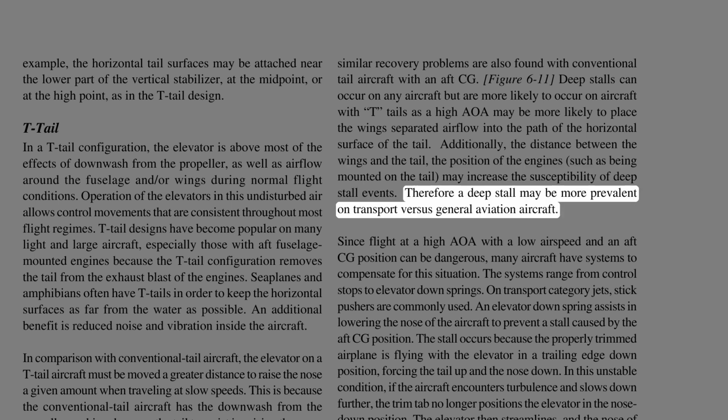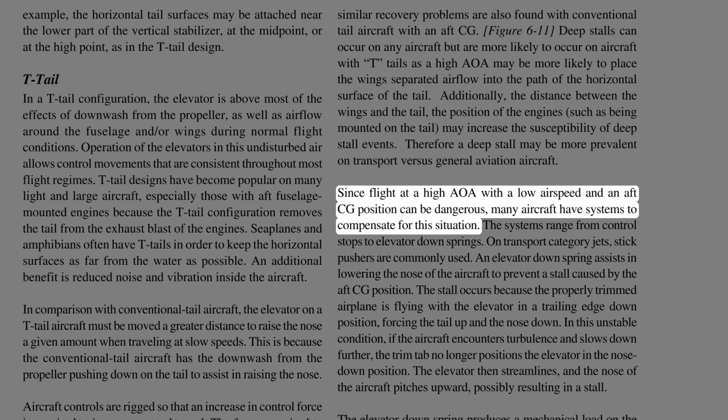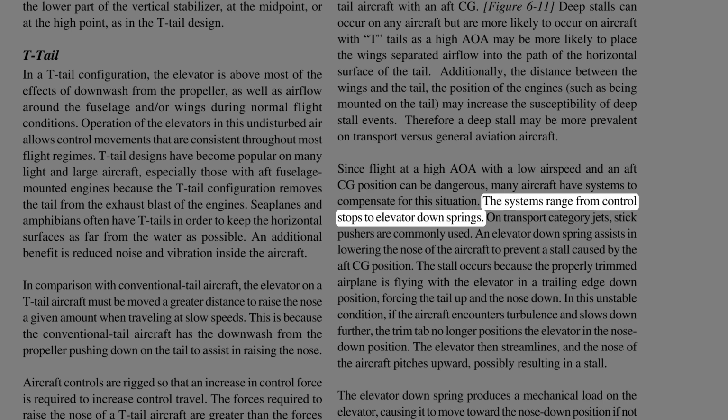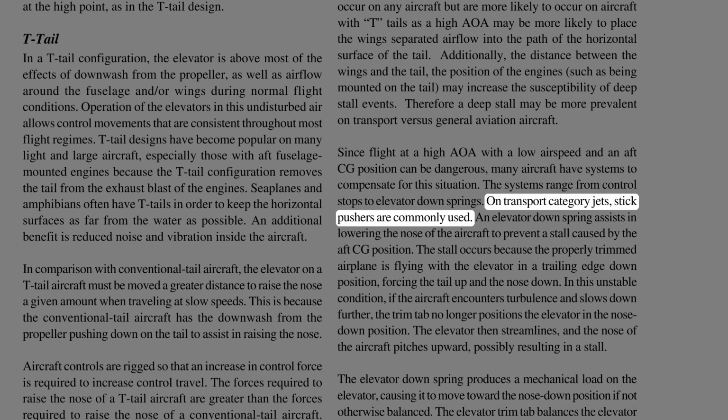Therefore, a deep stall may be more prevalent on transport versus general aviation aircraft. Since flight at a high AOA with a low airspeed and an aft CG position can be dangerous, many aircraft have systems to compensate for this situation. The systems range from control stops to elevator down springs. On transport category jets, stick pushers are commonly used.